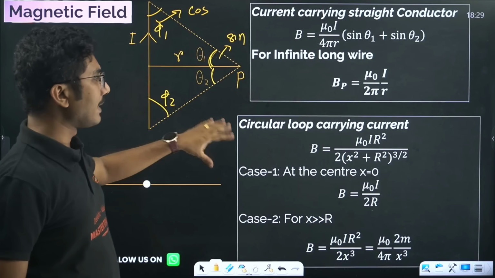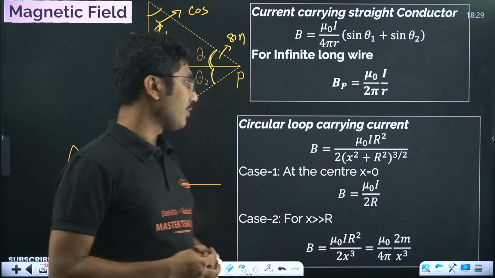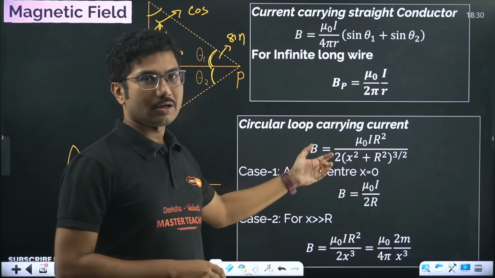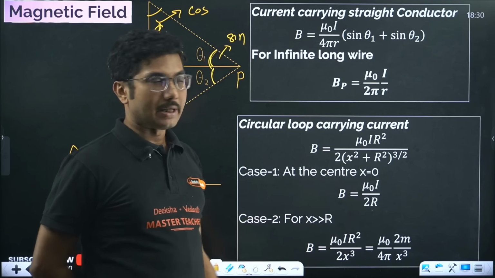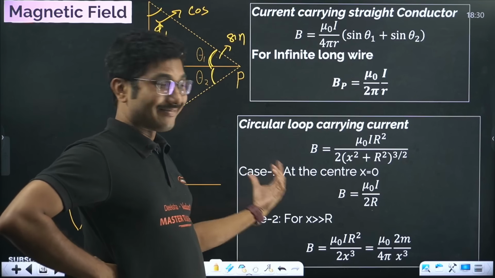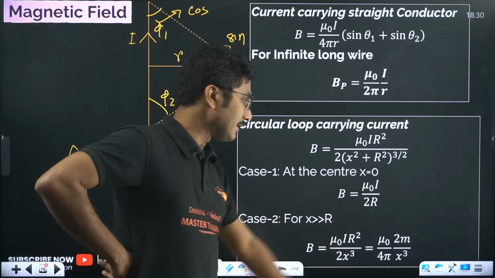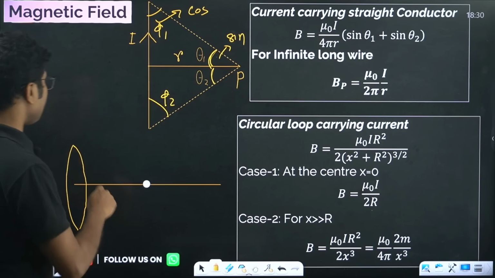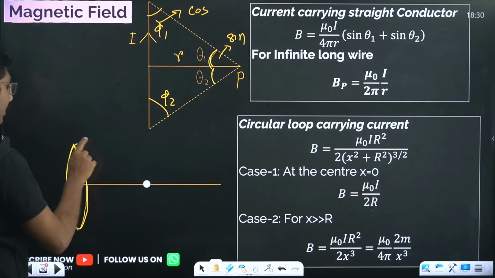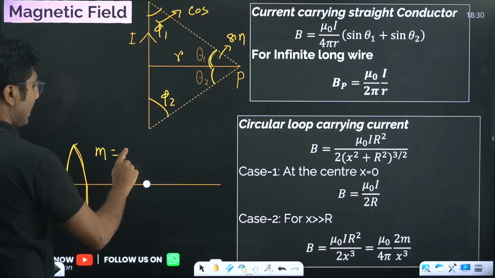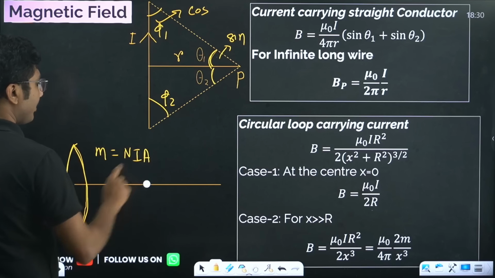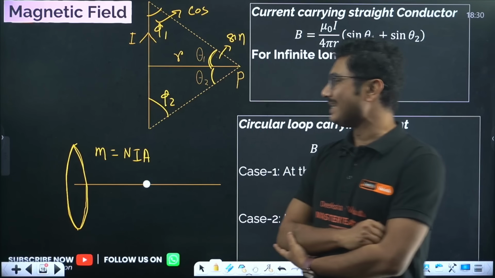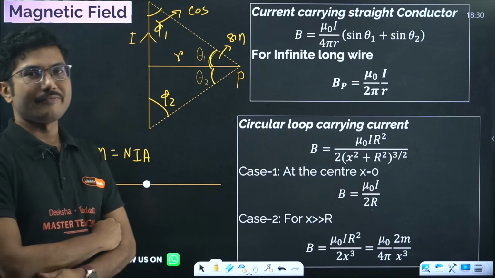For a circular loop carrying current, B is equal to mu naught I r square divided by 2 (x square plus r square) to the power of 3 by 2. Case 1, at the center of the loop, B is equal to mu naught I by 2r, and for x much greater than r, you can write this in terms of the magnetic moment of the circular loop. The magnetic moment of a circular loop is NIA: number of turns into current into the area.